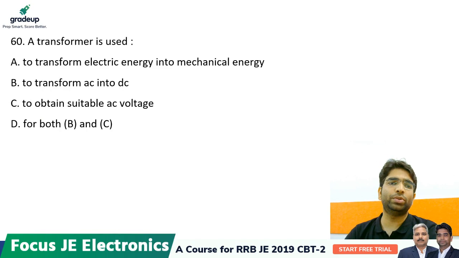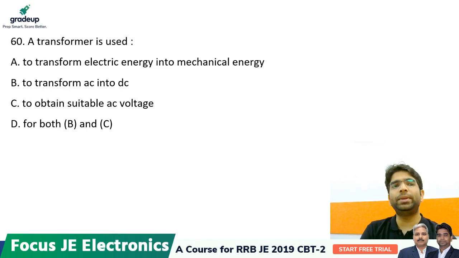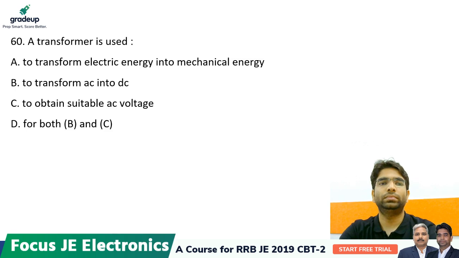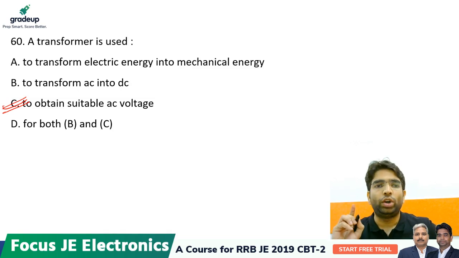Why is a transformer used? Please tell me. To transform electrical energy into mechanical energy? No. To transform AC into DC? Step down transformer is used to transform AC into DC. To obtain a suitable AC voltage? Yes. The correct option should be to obtain a suitable AC voltage.